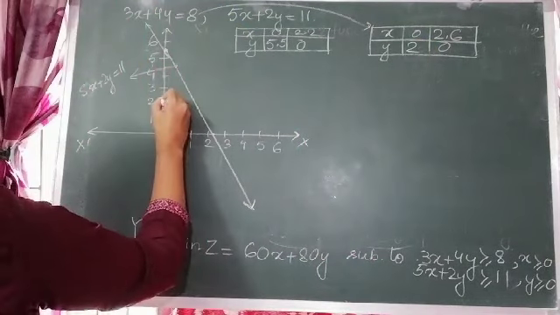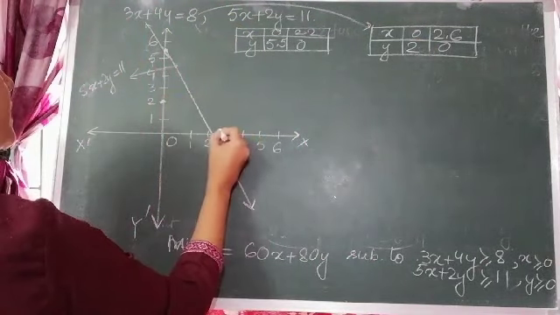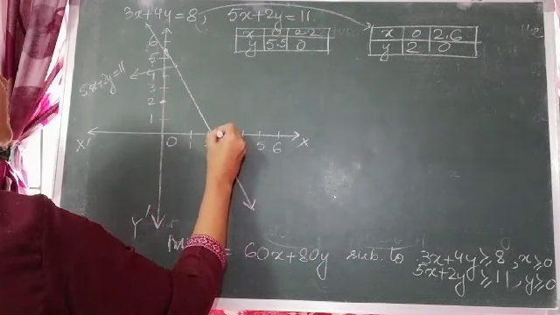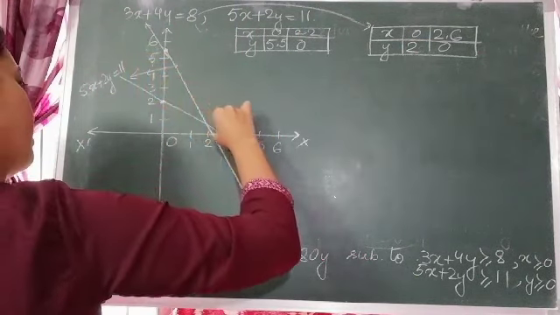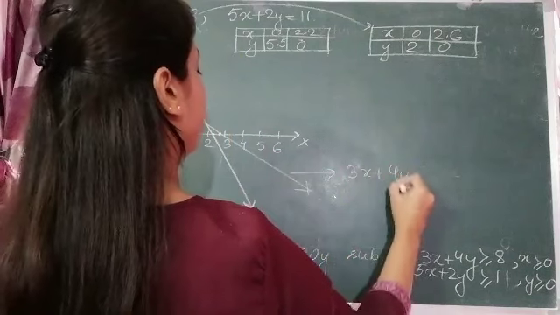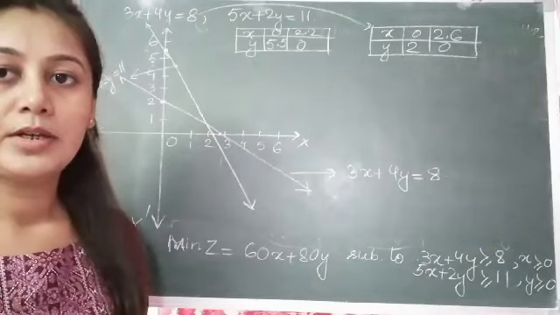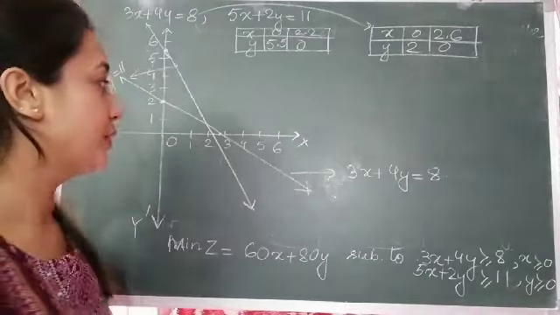So the points are 0, 2 and 2.6, 0. So this is the graph of 3x plus 4y equals 8. So now we will find out the feasible region.